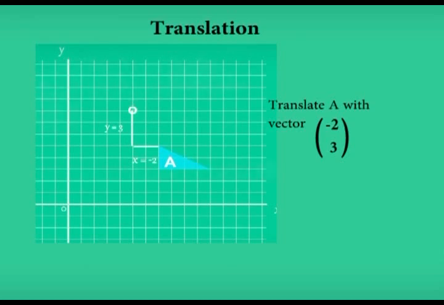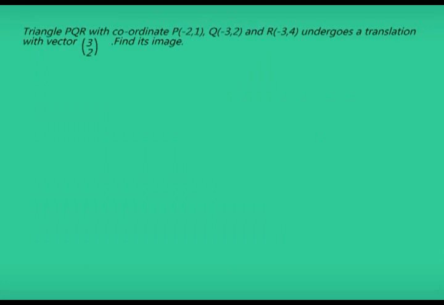Now we can draw our original shape around this point because the size does not change and neither does the shape. Translations can also be done by calculation. All we need to do is to add the translation vector to the coordinates of the points given.